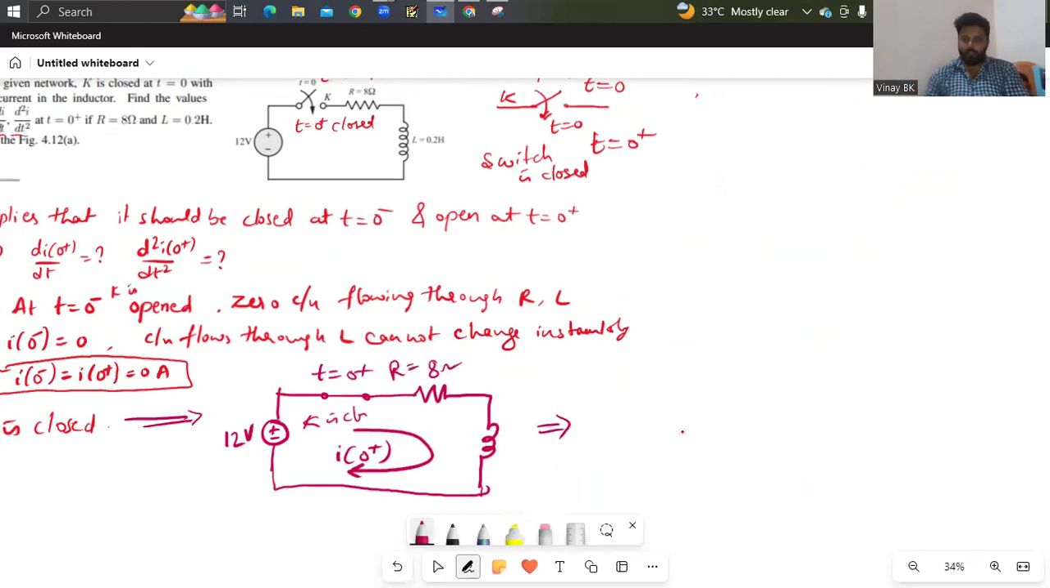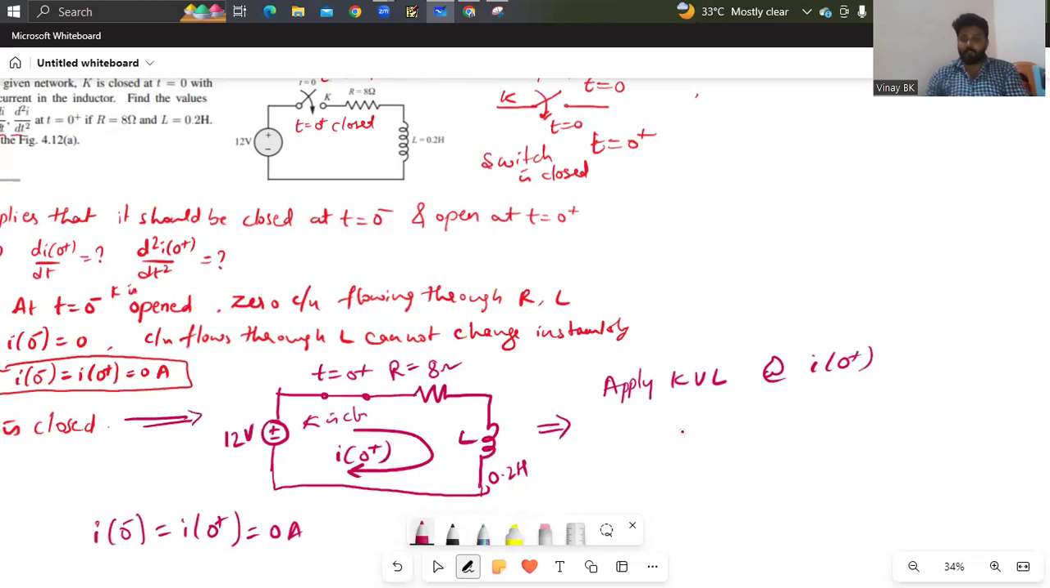The L value they have given is 0.2 Henry. And the current flowing after closing the switch is I of 0 plus. And we already know I of 0 minus is the same as I of 0 plus, and the value of current will be 0 amperes. Now we just apply KVL at the loop, with I of 0 plus. So just write the KVL equation.